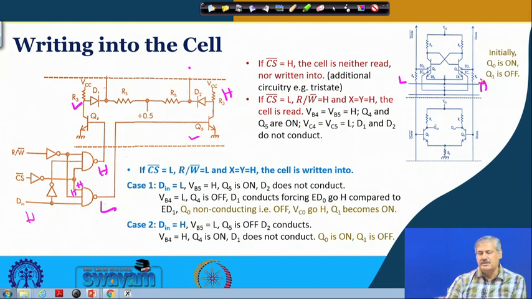As such, Q1 is not conducting because this transistor is off. So it will continue to remain at its previous value, which was a logic 1, a binary value 1 that was stored in this particular cell. Okay. Is it clear? Right. So this is how it is taking place in the writing operation.